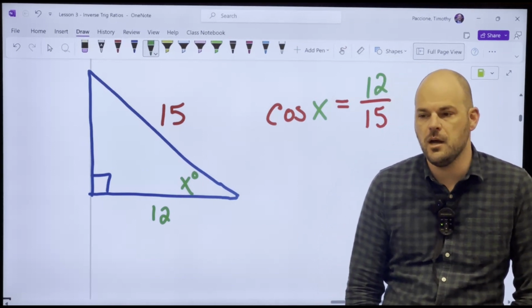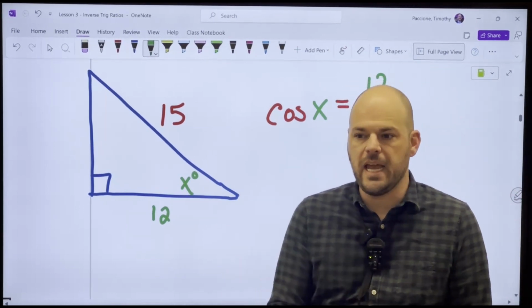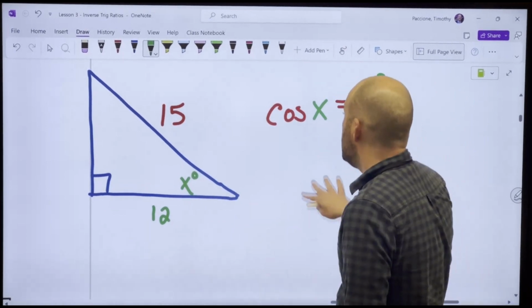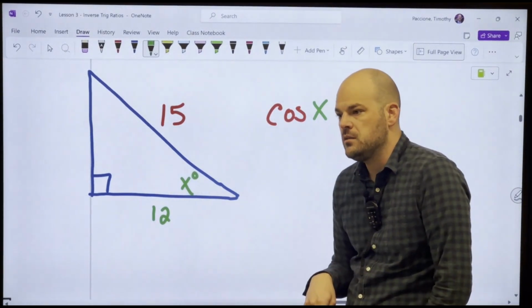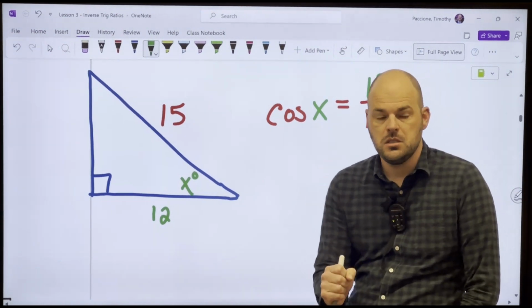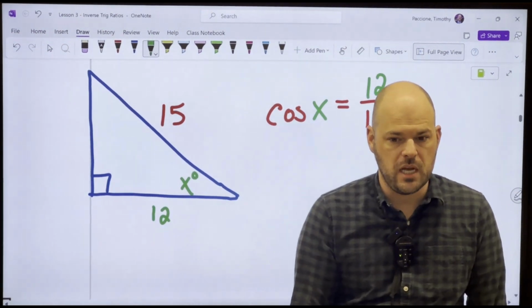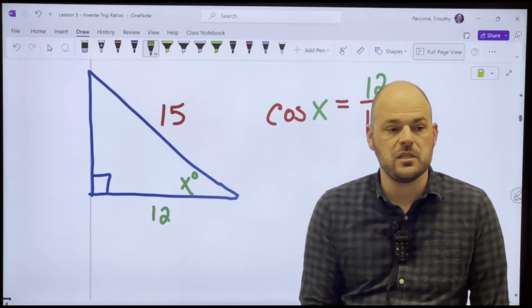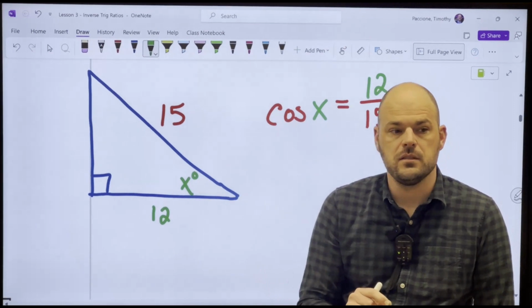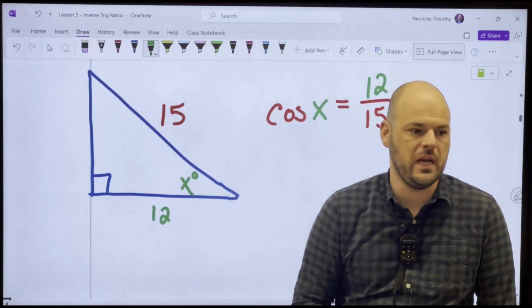Cosine to the -1, which is another button on your calculator, right? If I can undo that cosine on both sides, then I'll just have x. So I'm going to do the opposite of cosine, and then it'll just be x, and then I'll have my answer, right?